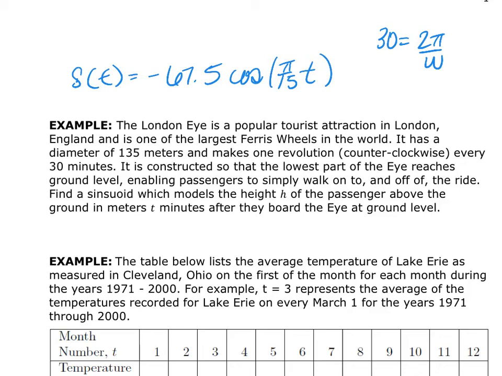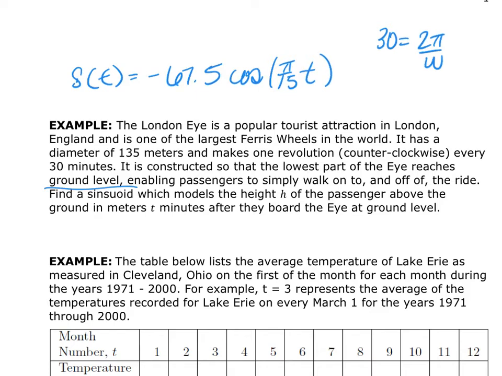Do we have a movement up or down on this one? Yep. Do we have a movement up or down on this one? No. Why does this one not have a movement up or down? Because it says your lowest point is ground level.